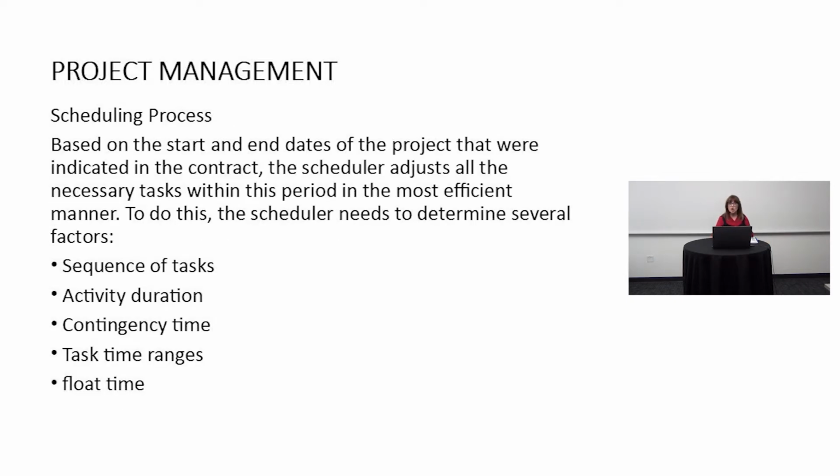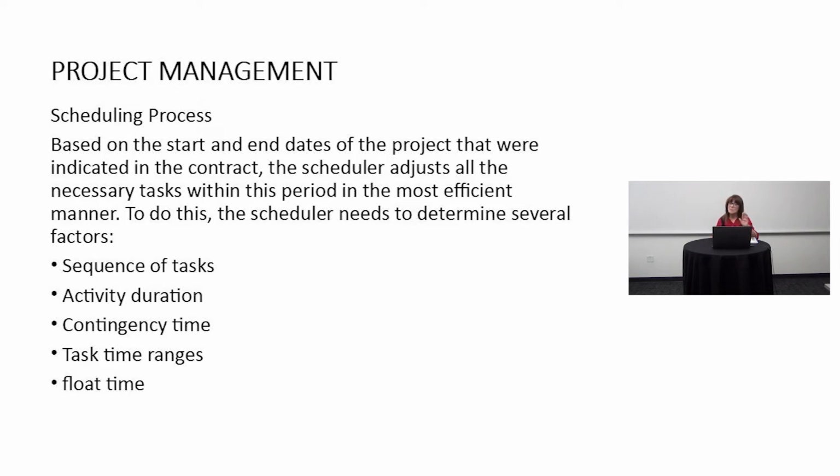The scheduling process. Based on the start and end dates of the project that were indicated in the contract, the scheduler adjusts all the necessary tasks within this period in the most efficient manner. To do this, the scheduler needs to determine several factors. The sequence of the tasks. What order do they need to be done in? The activity duration. How long is it going to take to do each of these tasks?